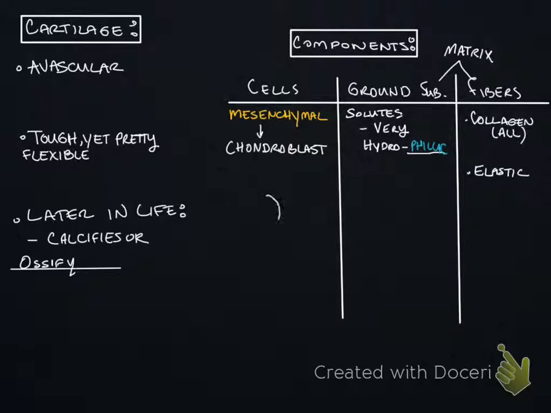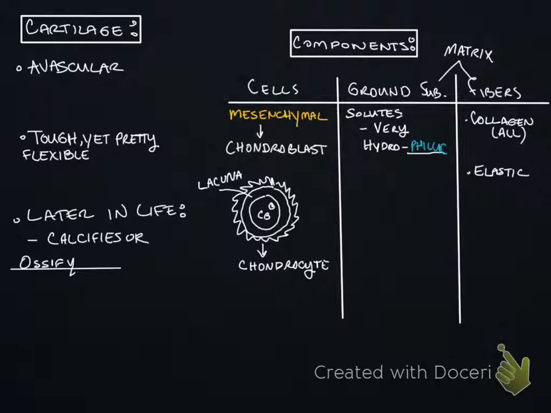So let's draw a chondroblast here. There's its little nucleus. This is a chondroblast. And it is going to be producing this ground substance and fibers until it builds its own little lacuna that it's going to live in. And once it becomes trapped in its lacuna, then it will become a chondrocyte. And that is just a cartilage cell. Okay?